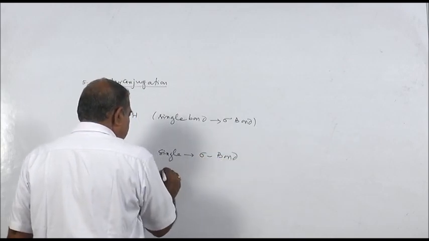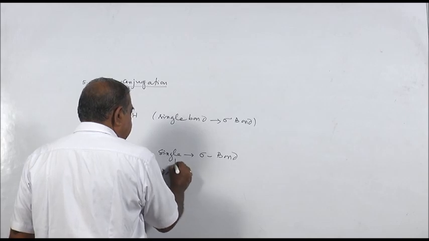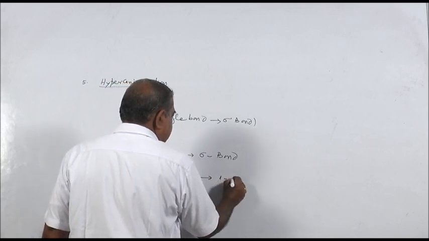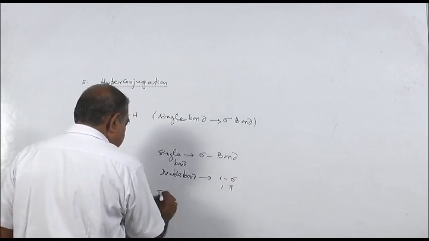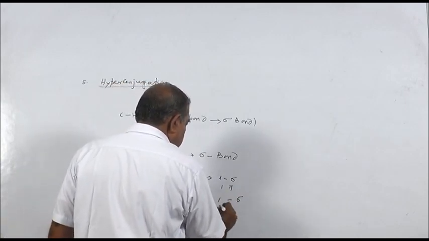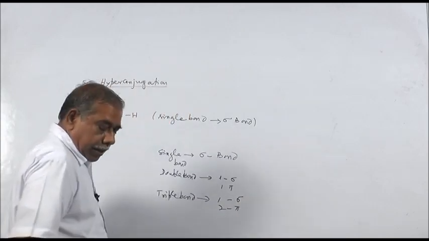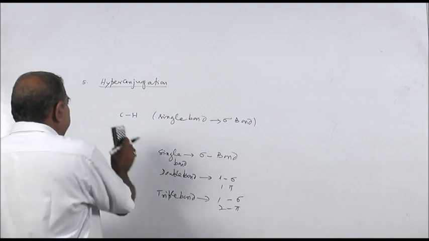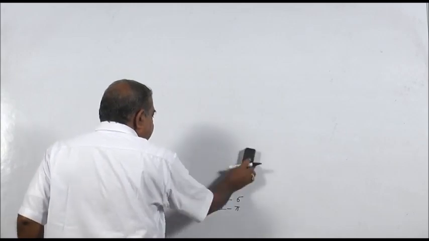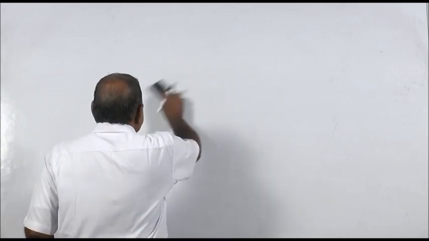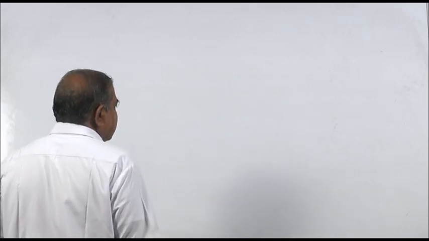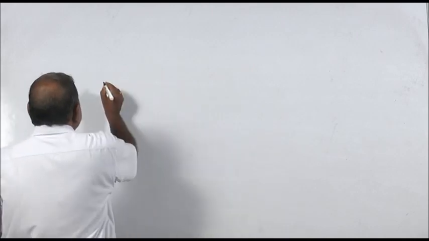Then there is a double bond, one of them is sigma and one of them is pi. In a triple bond, one sigma and 2 of them are pi. Now, so far hyperconjugation is concerned, when there is a carbon hydrogen single bond attached to a conjugated system of unsaturation, this sigma bond electron is shifted towards this conjugated system.